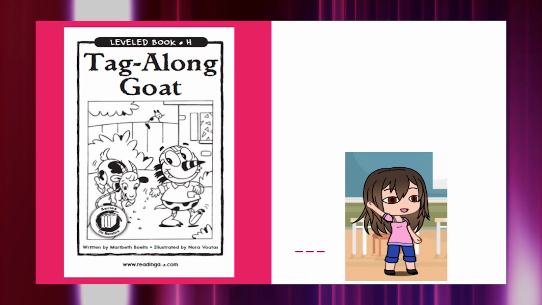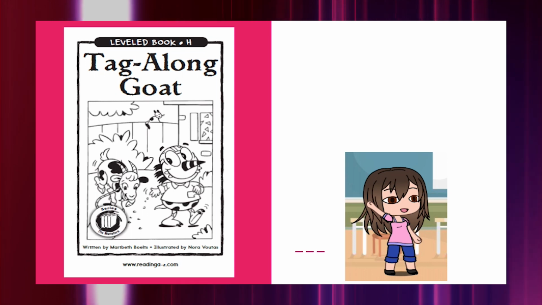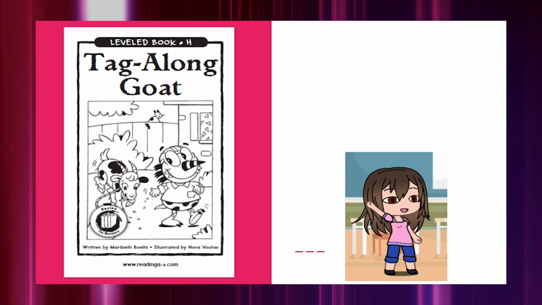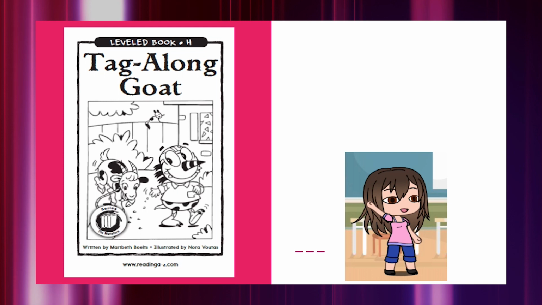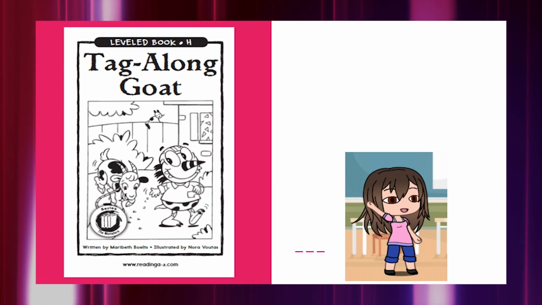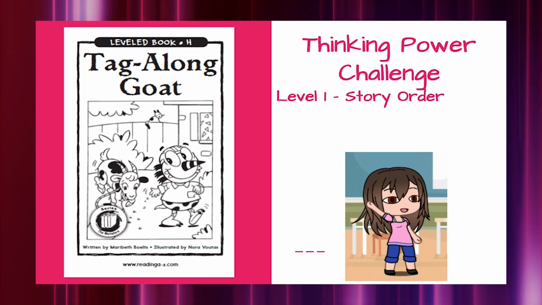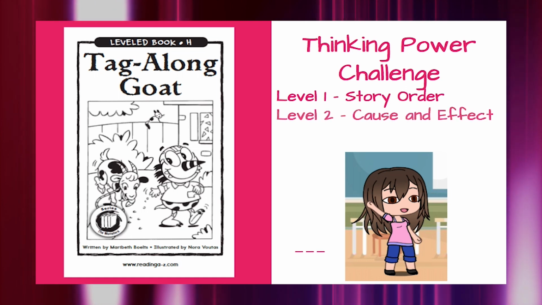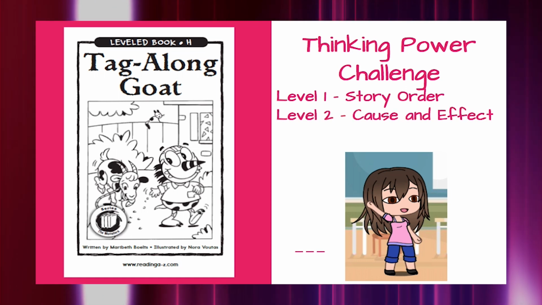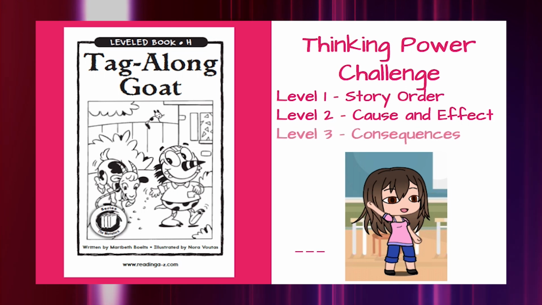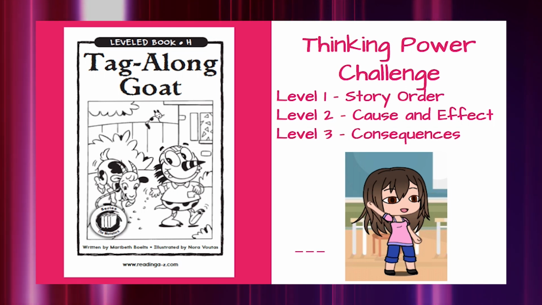Today we will be using the story Tag Along Goat to exercise our thinking power and make our brains even stronger. We will work through 3 levels of challenge. Our thinking power challenge for today is Level 1, Story Order. Level 2, Cause and Effect. And finally, Level 3, Consequences.